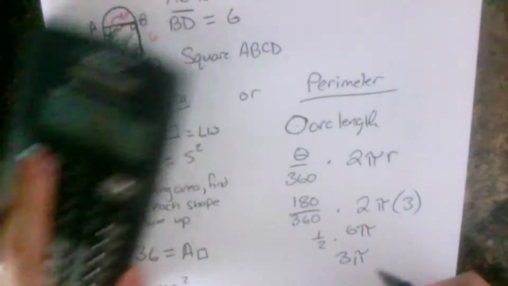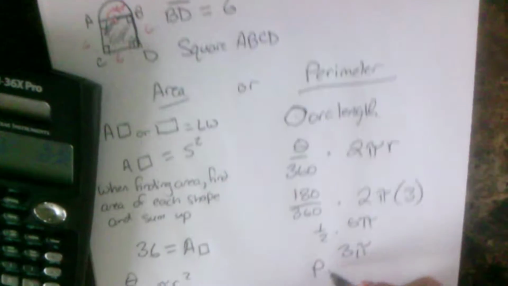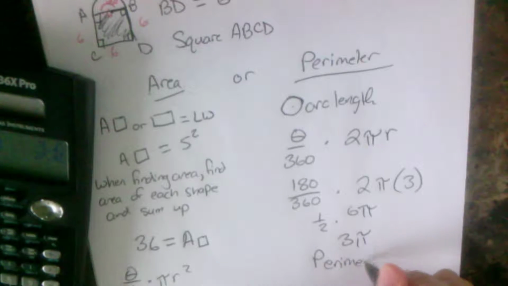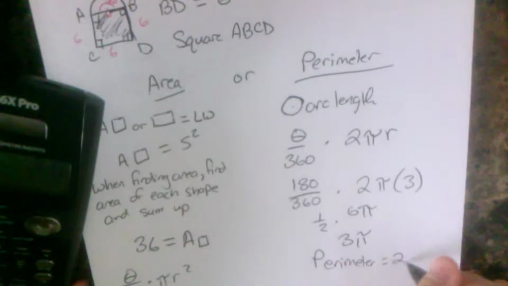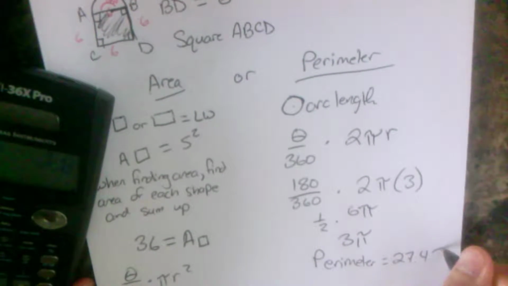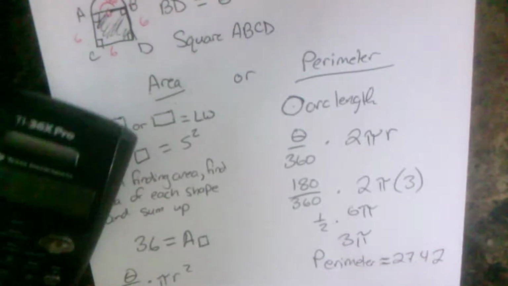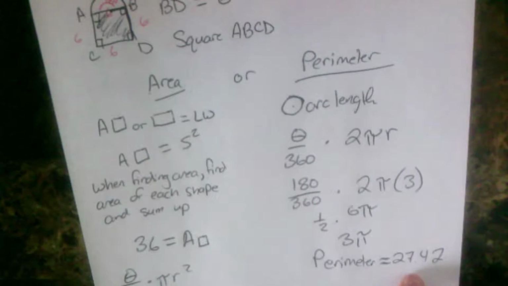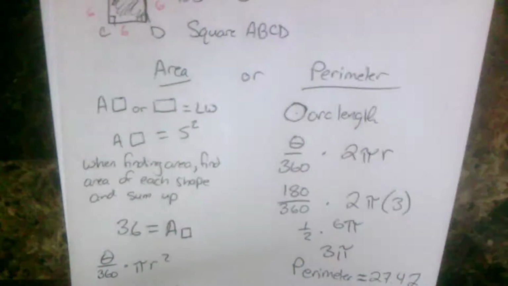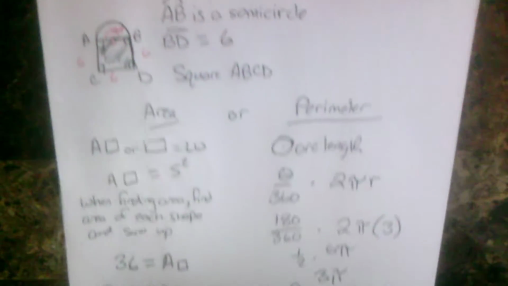27.42. So this one, the perimeter is 27.42 roughly. Okay. And again, if you're within one decimal place, you're going to be fine on the test. So that's how to find area or perimeter of a mixed shape.